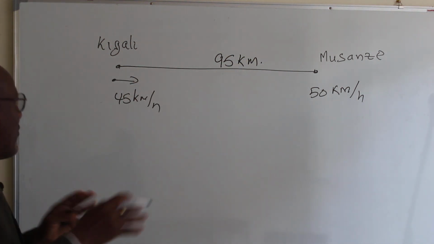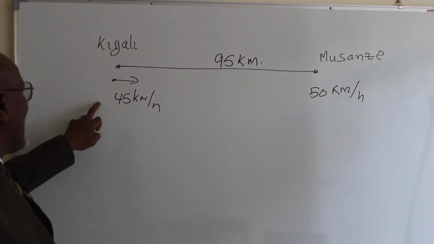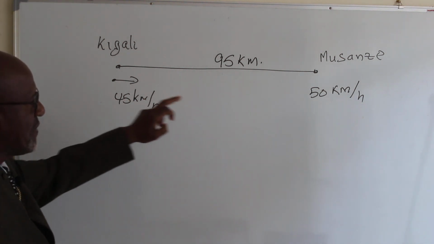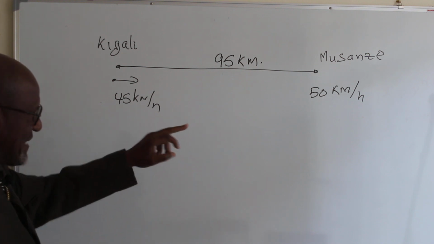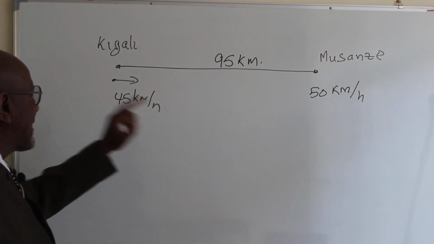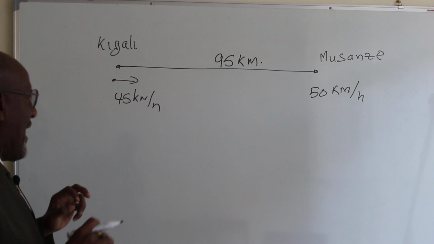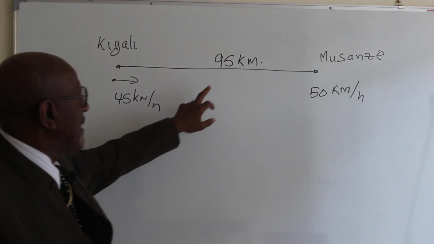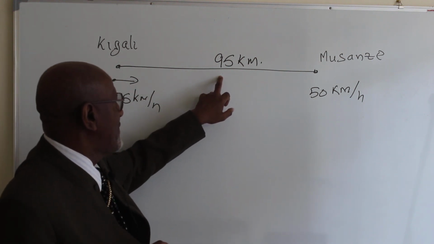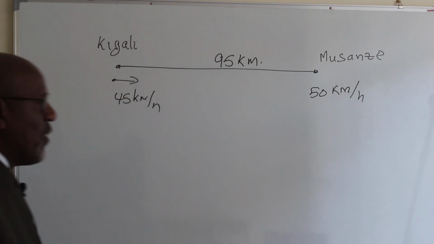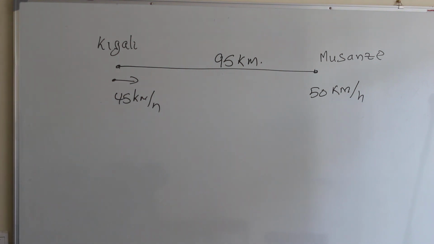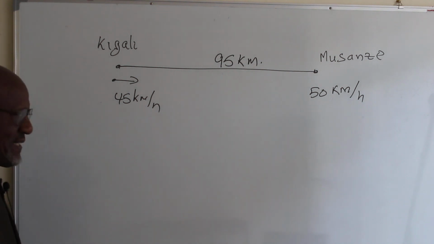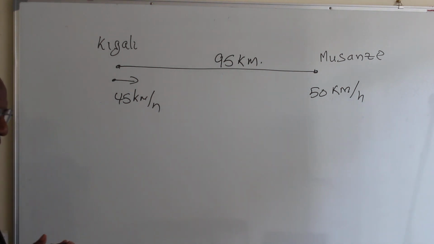So let's go over what we're doing. From Kigali, a car is traveling towards Musanze. From Musanze, another car is traveling towards Kigali. They're on the same road, and the distance between the two of them is 95 kilometers. We want to know, when will these cars meet, and where? Okay, we don't know when they'll meet, so we can use a variable.